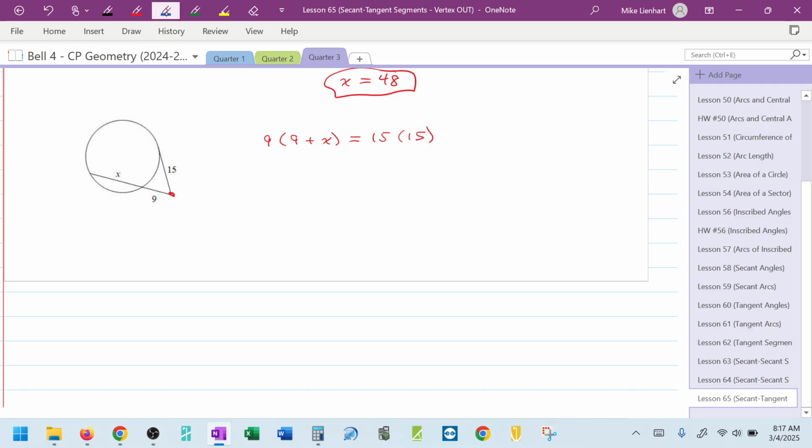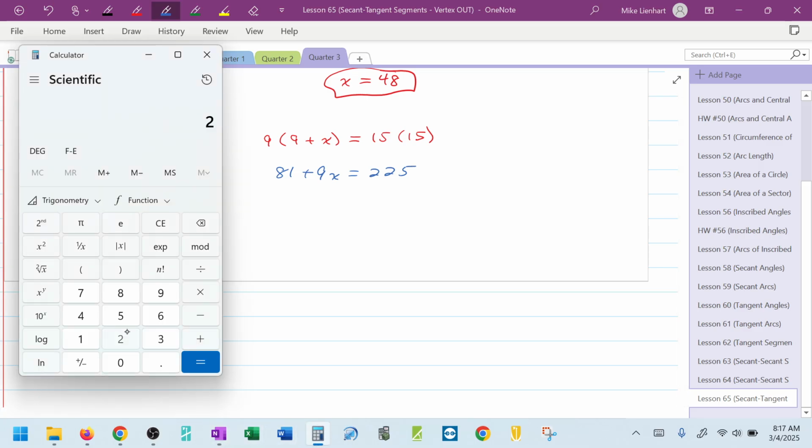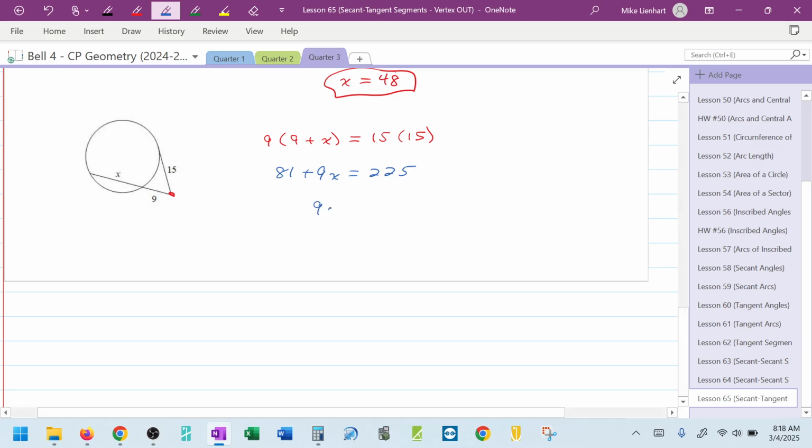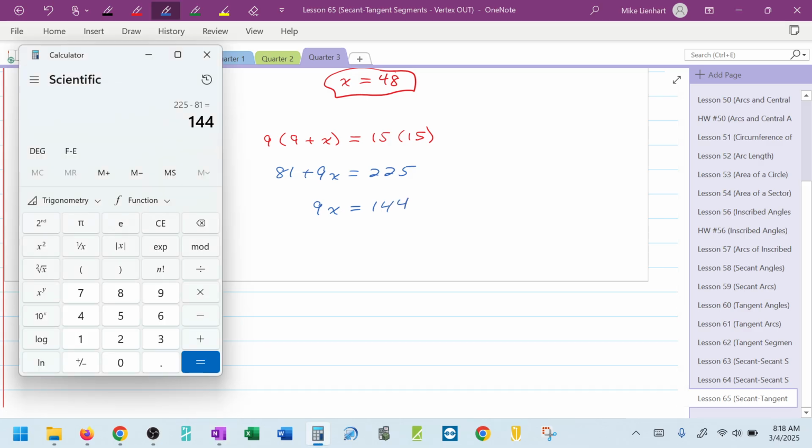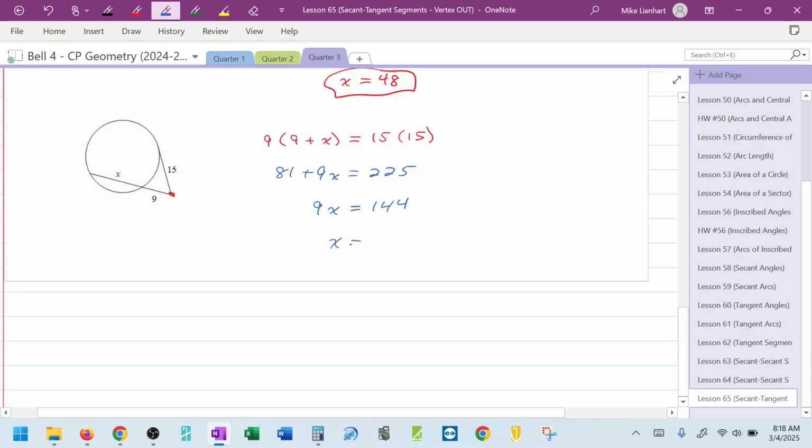This leaves me with 81 plus 9x is equal to 225. If I take 225 and subtract 81, I get 9x is 144. And if I divide to solve, I get x is equal to 16.